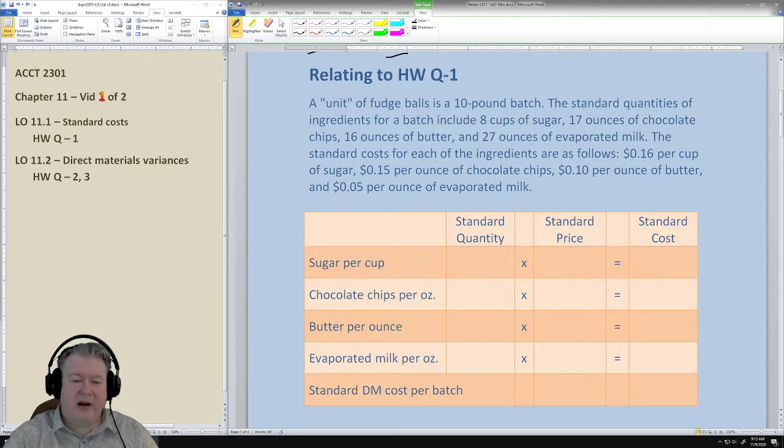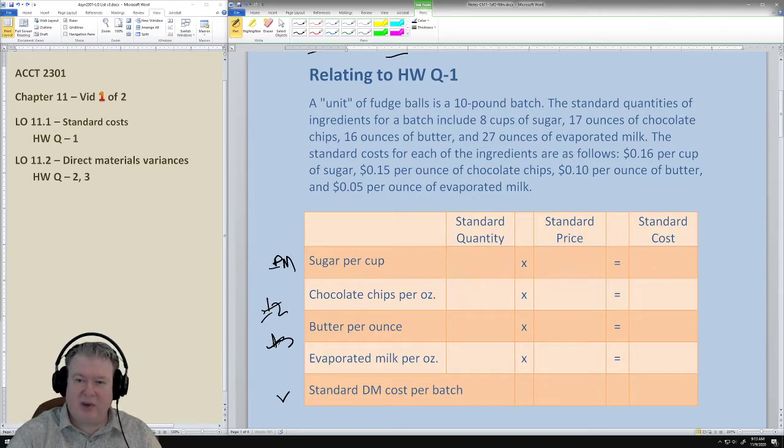So if you notice here, the things I want to point out is that we've got a standard direct materials per batch, right? So that's looking at each of these individual direct materials. This is direct material number 1. This is direct material number 2. This is direct material number 3. So we could figure out variances for each of these.